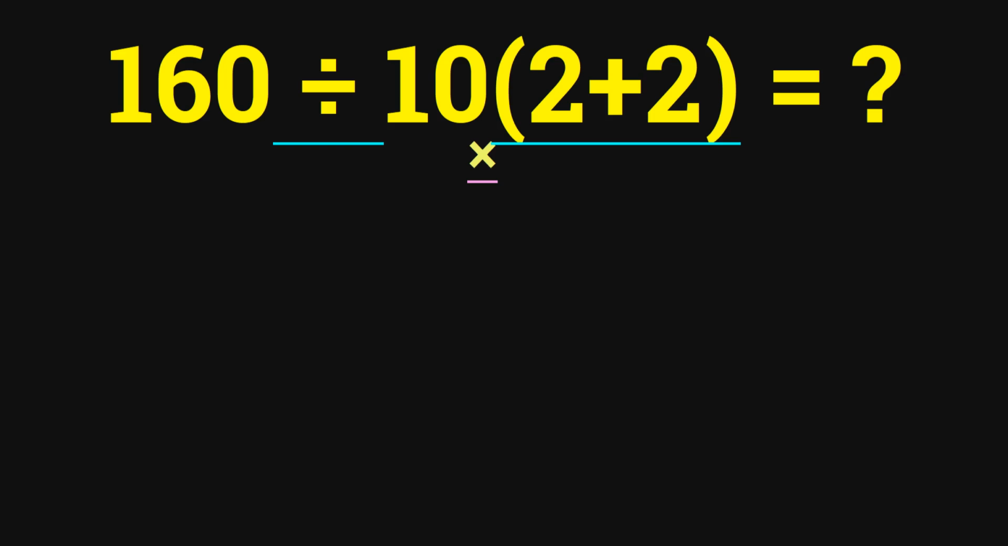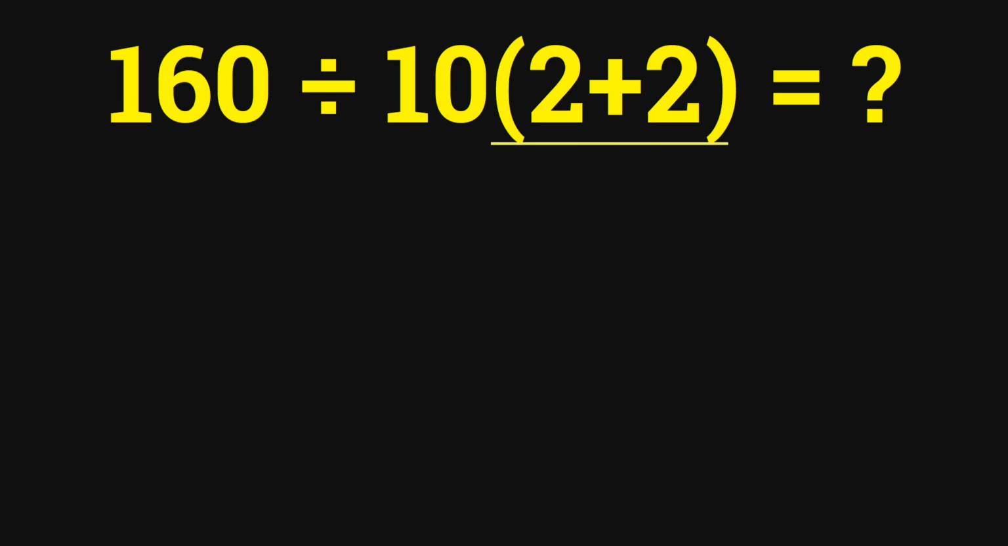for conciseness. By following the PEMDAS rules, first we must do this parentheses, after that we do this division, and finally we do this multiplication. If you do this multiplication before this division, it's wrong. So we will start with this parentheses.